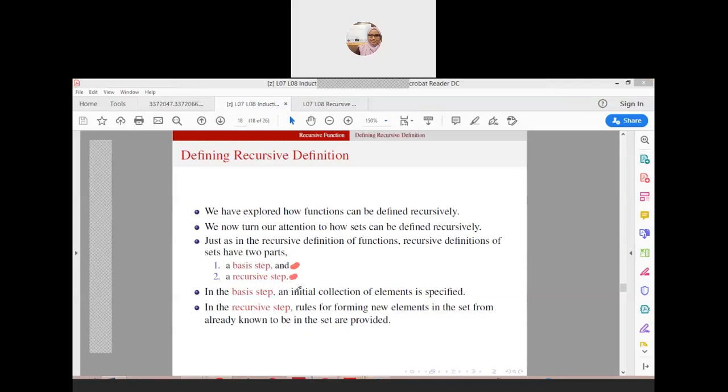In the basis step, an initial collection of elements is specified, which previously we know that the first number is an initial collection, which is the basis step. If it begins with 0, then F0 becomes the basis step, or if it begins with 1, F1 becomes the basis step. In the recursive step, rules for forming a new element in the set from elements already known to be in the set are provided. So now this is the challenge that we have to know, which is we have to create a rule for a recursive function.